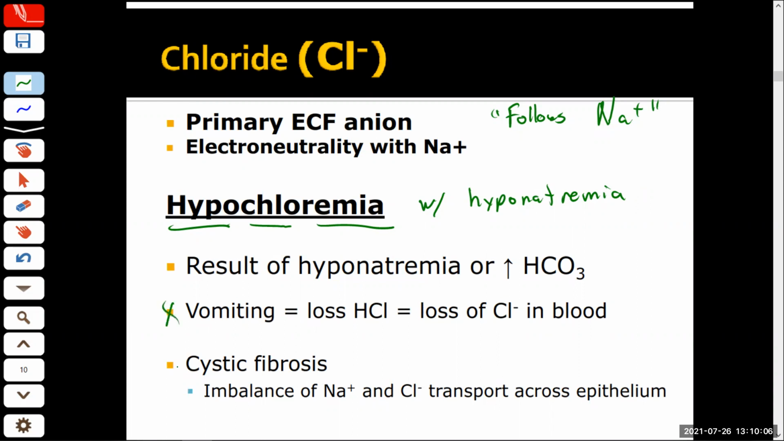I'm just going to X out these points down here. Okay. So just follow sodium. Whatever's going on with sodium, same thing's happening with chloride.